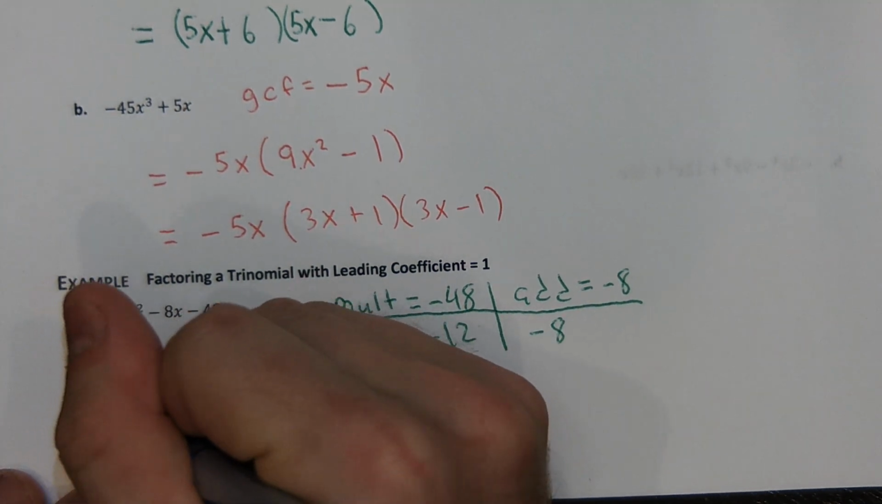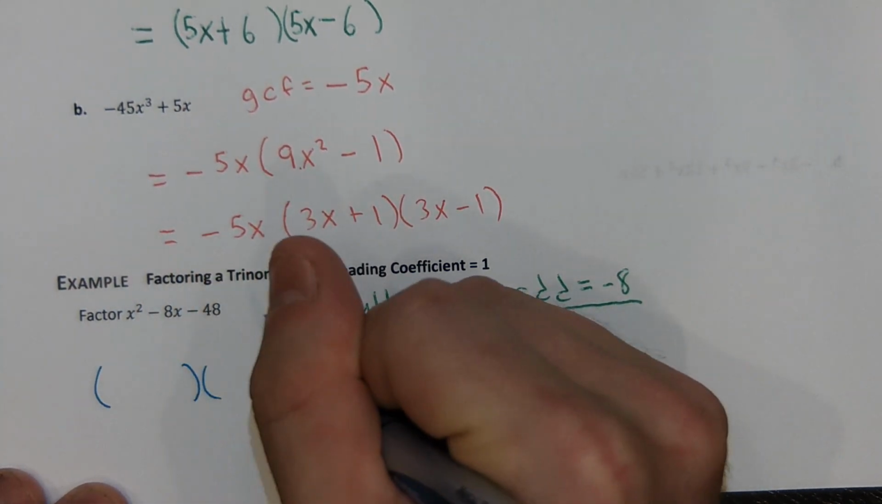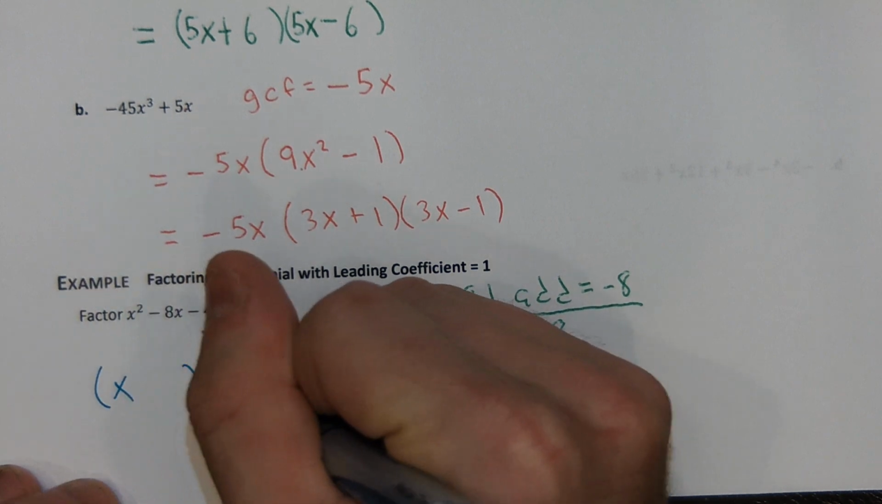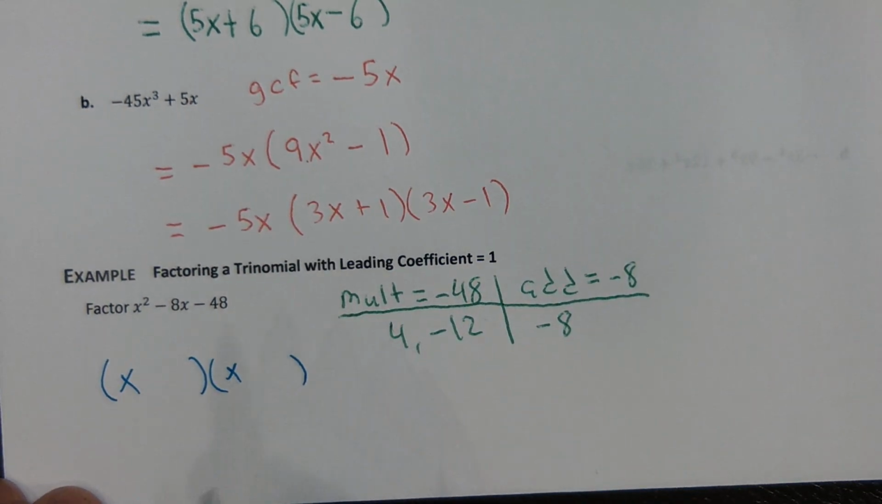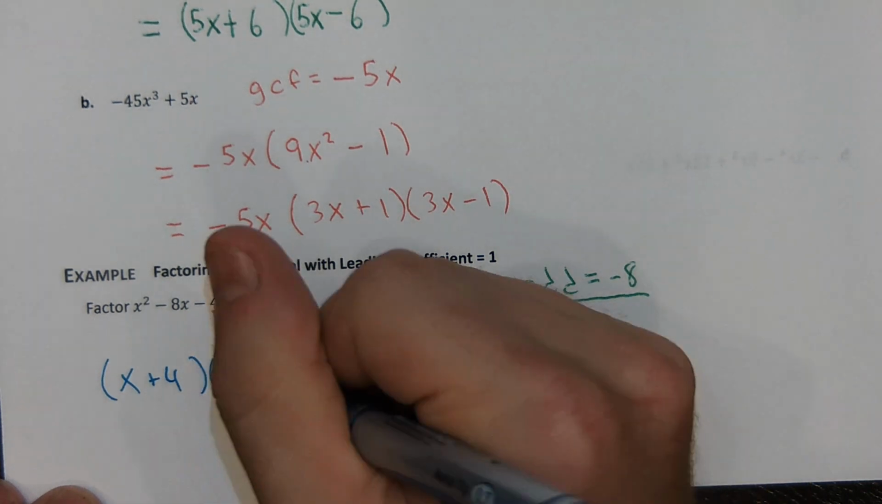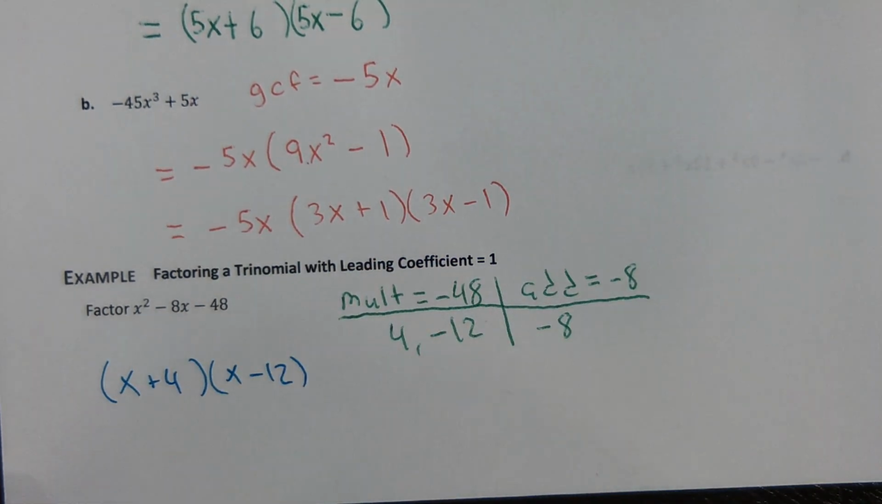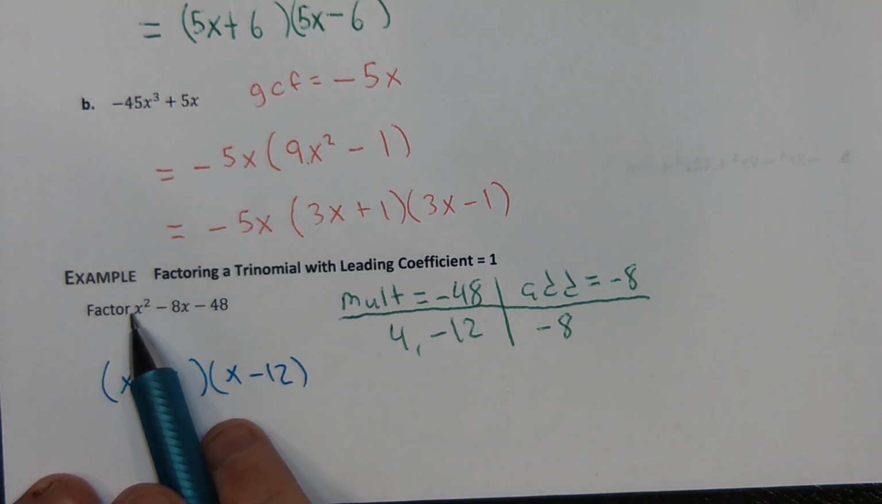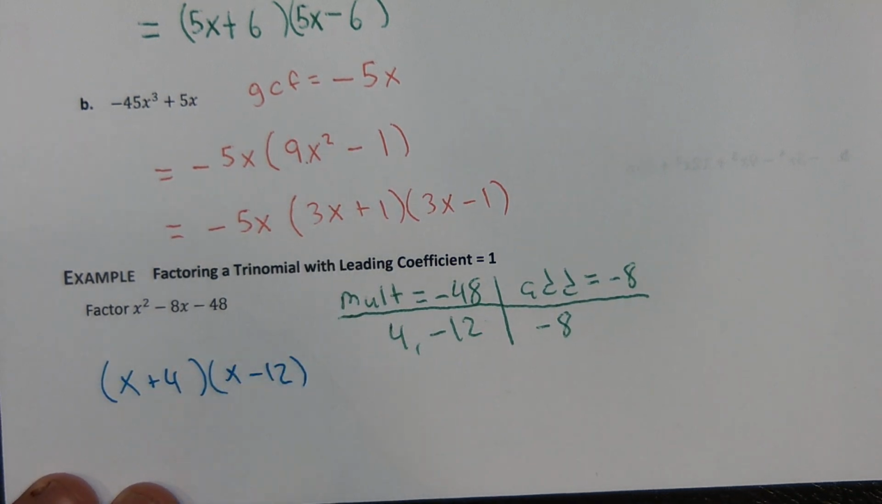So our quadratic factors into x plus 4 times x minus 12. And that's it, because there was no GCF at the very beginning. We knew that because there was no number in front of x squared, and because this term didn't have an x to give up. That's it. Simple. Finished.